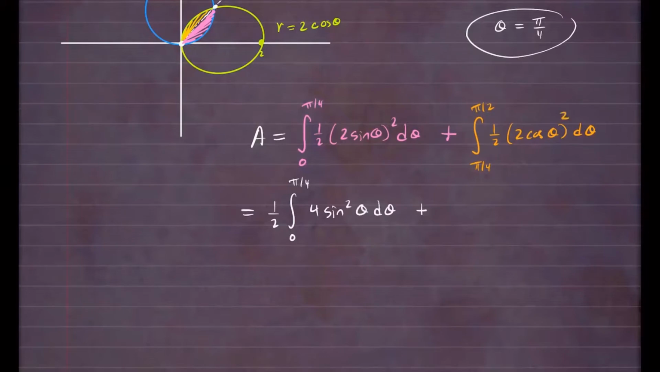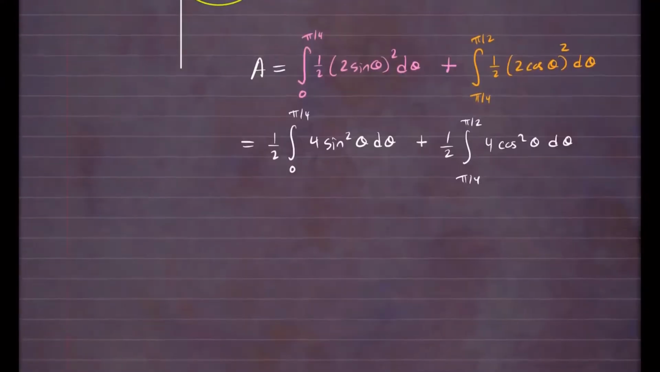I forgot to put a square here. We have 1/2 the integral from pi over 4 to pi over 2 of 4 cosine squared theta d theta. Now here we're going to use the identities. We know that sine squared theta is 1/2 times 1 minus cosine 2 theta. So that's what I'm going to replace right here.